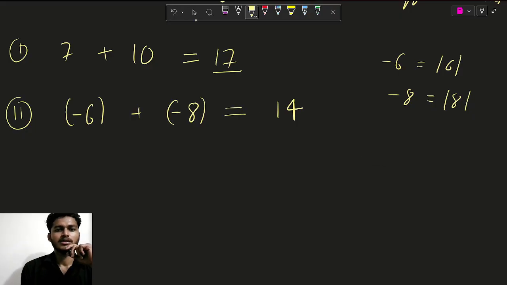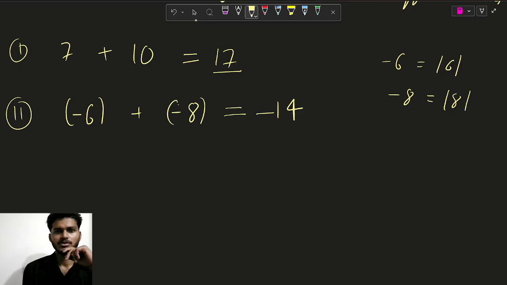Now again, I'm going to repeat. Whenever you are adding two positive integers, the sum is going to be positive. Whenever you are adding two negative integers, the sum is going to be negative. And how to do the sum, we all know. 7 plus 10 is 17, 6 plus 8 is 14. Whenever you are having positive integers, you will add them. And whenever you are having negative integers, just remember that you have to add the absolute values of the numbers.